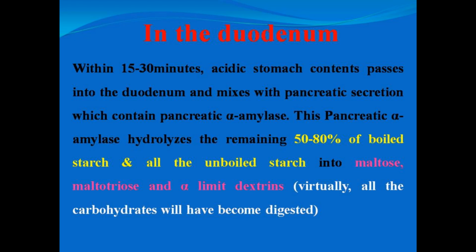Within 15 to 30 minutes, acidic stomach contents pass into the duodenum and mix with pancreatic secretion which contains pancreatic alpha-amylase. This pancreatic alpha-amylase hydrolyzes the remaining 50 to 80% of boiled starch and all the unboiled starch into maltose, maltotriose and alpha-limit dextrins. Virtually all the carbohydrates will have become digested.